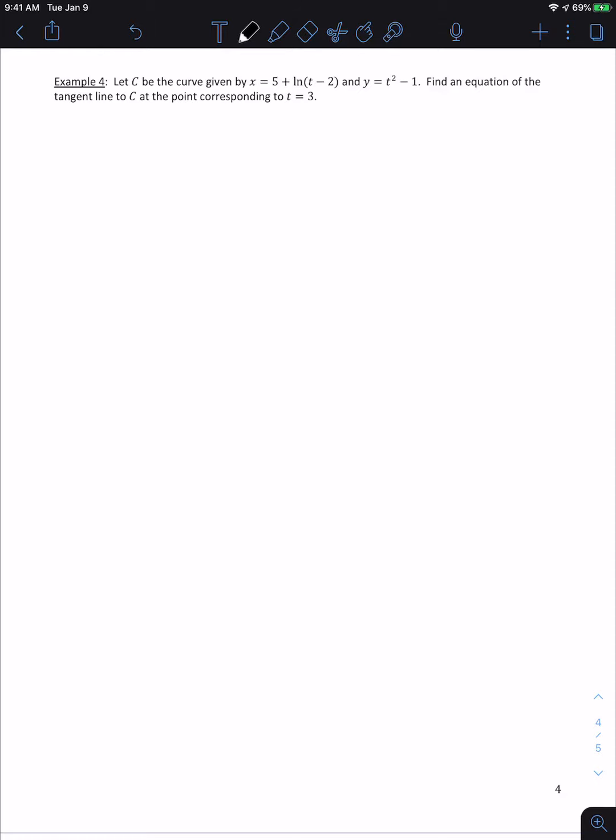Hello everyone, in this video we're going to pick up where we left off in section 10.3 with example 4 here. So let C be the curve given by x equals 5 plus ln of t minus 2 and y equals t squared minus 1, and we want to find the equation of the line tangent to C at the point corresponding to t equals 3.